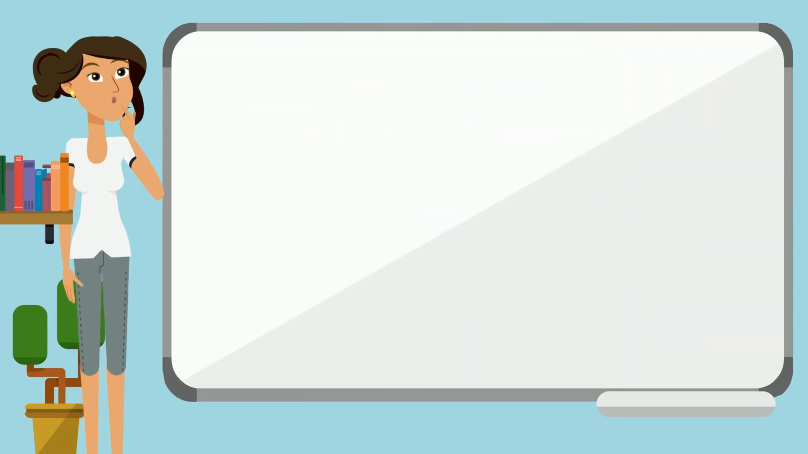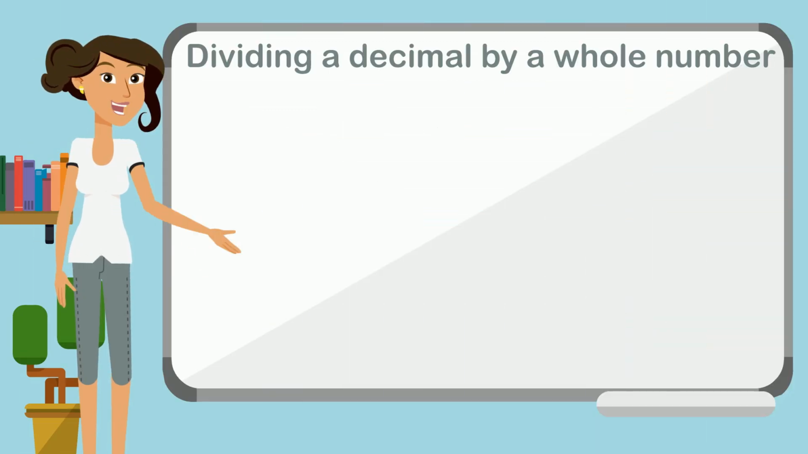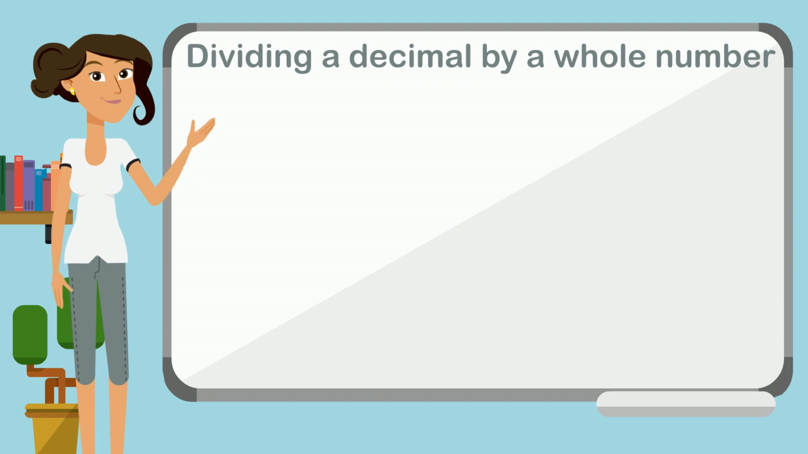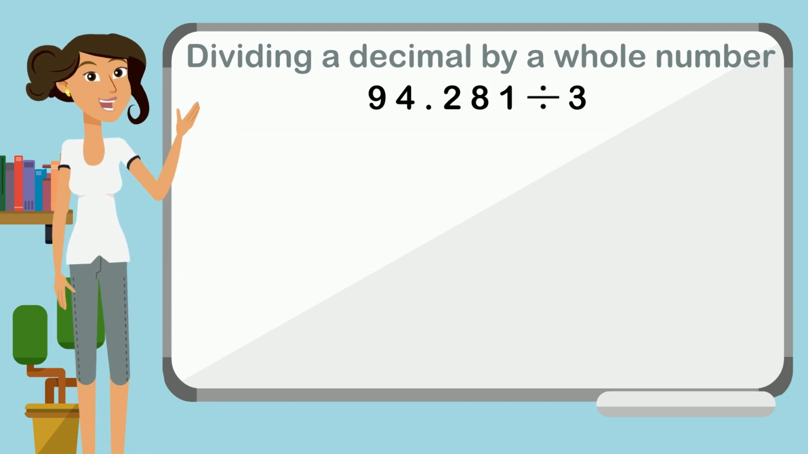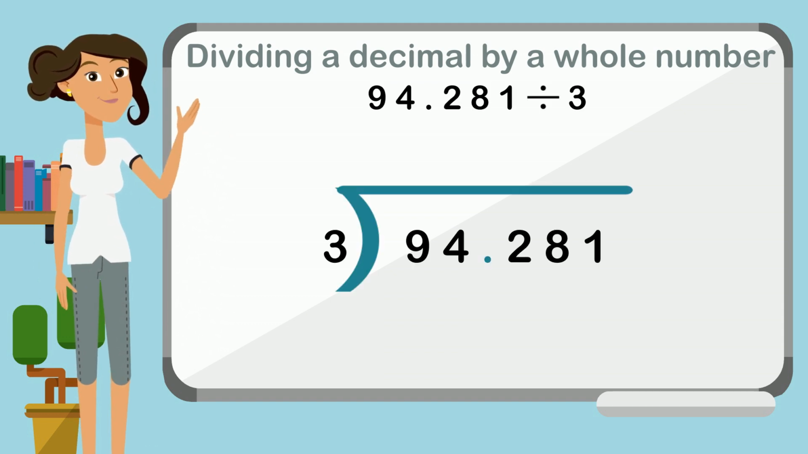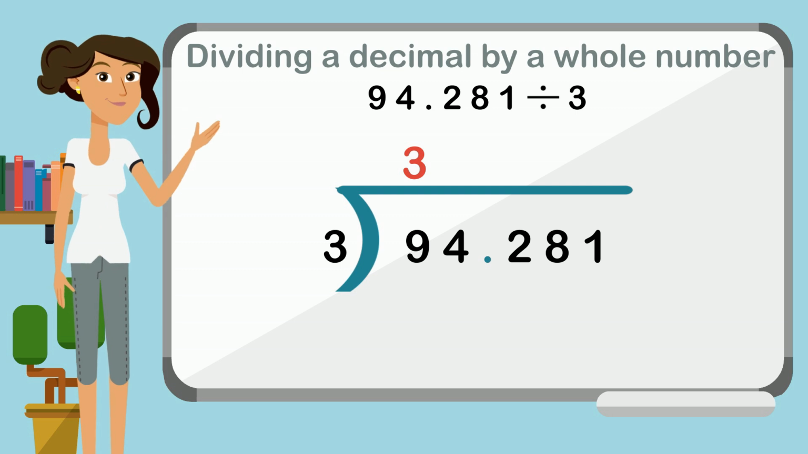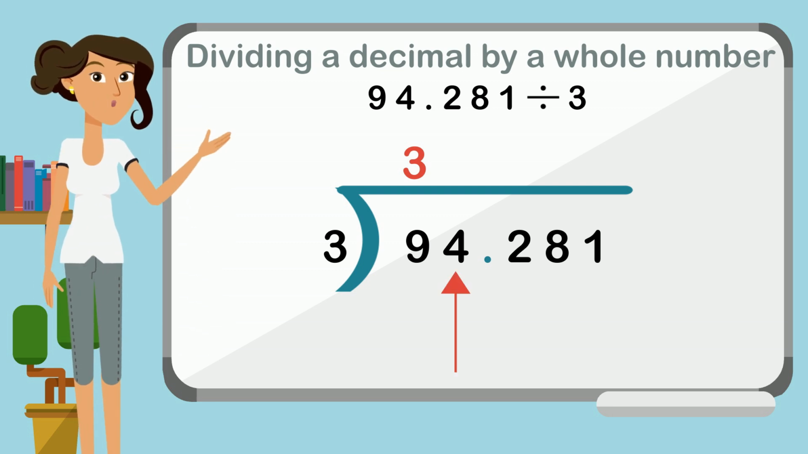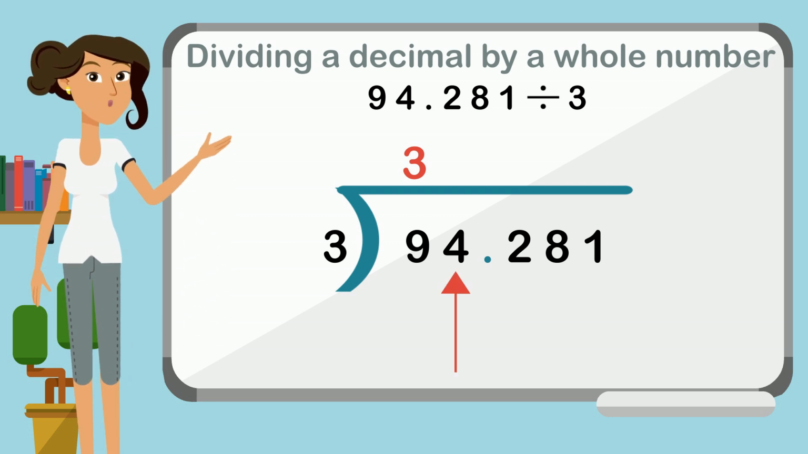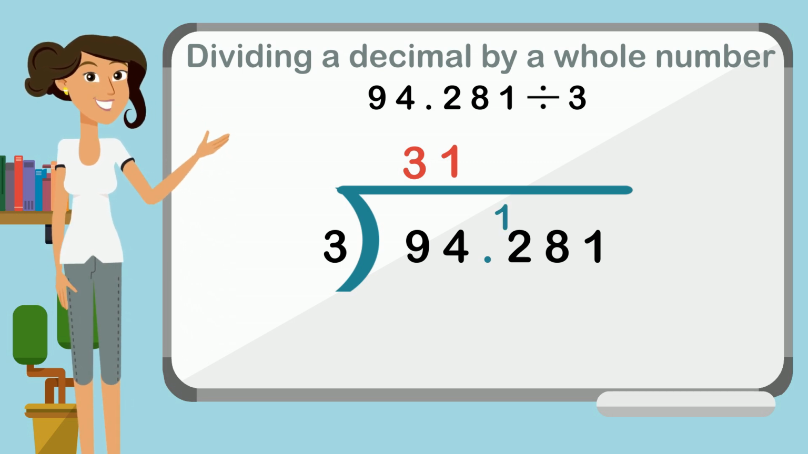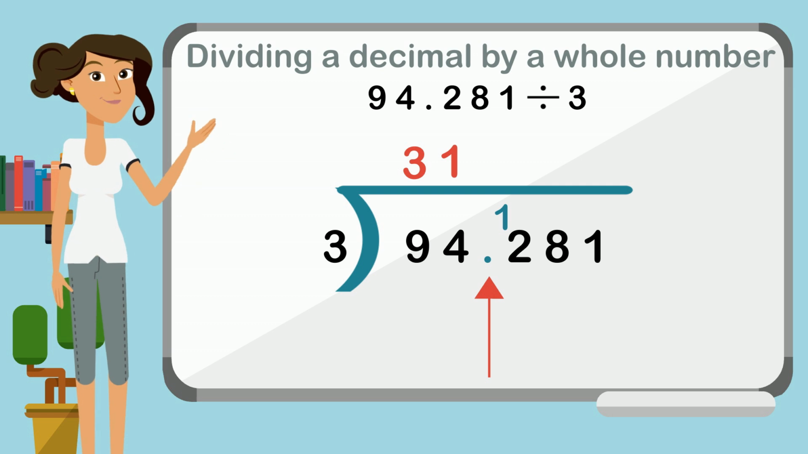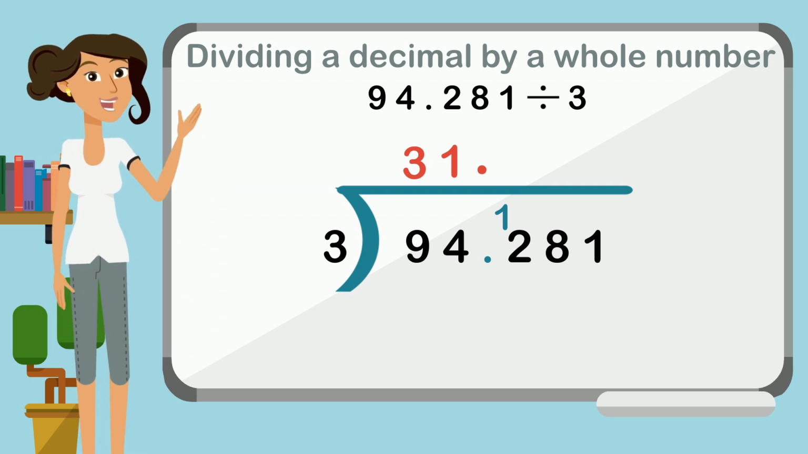Let's dive into our first scenario, dividing a decimal by a whole number. For example, 94.281 divided by 3. We set it up like this. Now 9 divided by 3. How many 3s can fit in 9? That's 3. Next, 4. How many 3s can fit in 4? That's 1, with a remainder of 1, which we place next to the next digit. Now we've reached the decimal point, so we place it in the answer.